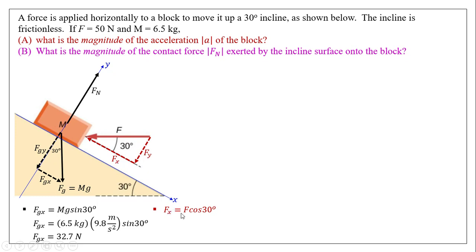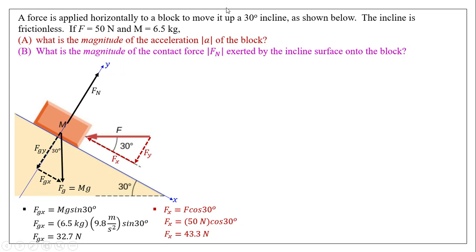So here I have F_x is F cosine 30, F being 50 newtons because it says so in the problem, and then cosine of 30. So if you punch in 50 times cosine of 30 on your calculator, you get that the magnitude of F_x is 43.3. Once again, I know the problem says that it already moves up the ramp, right?